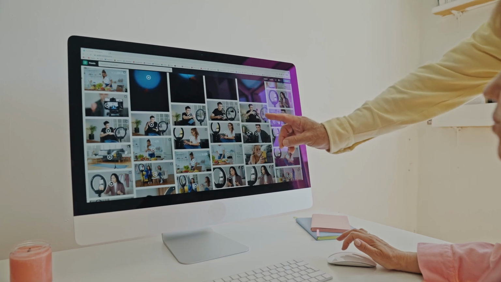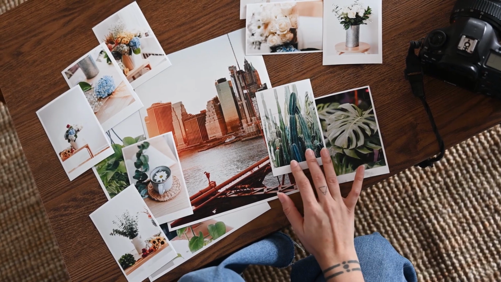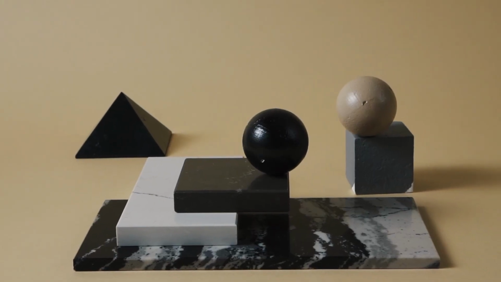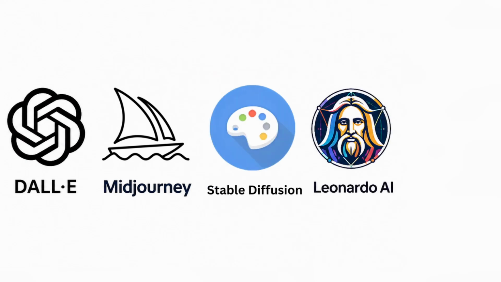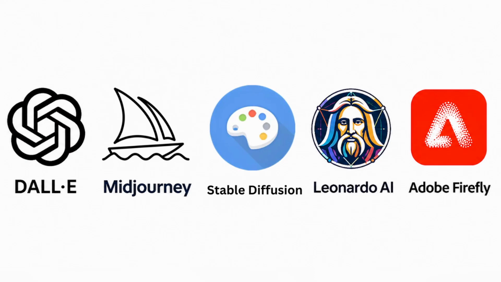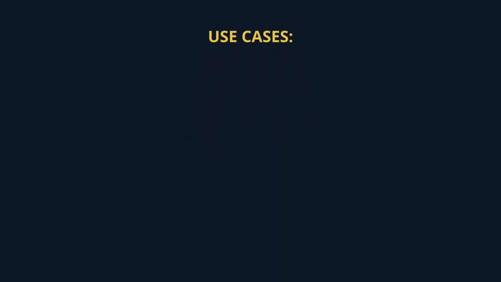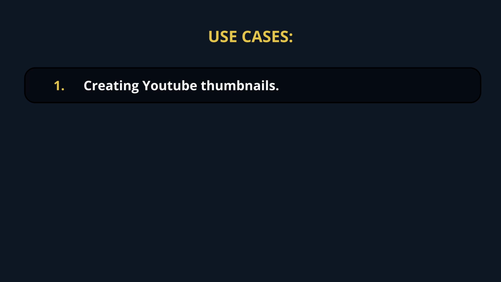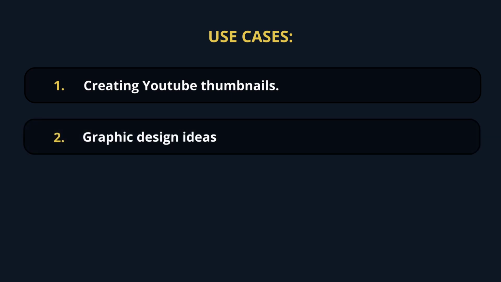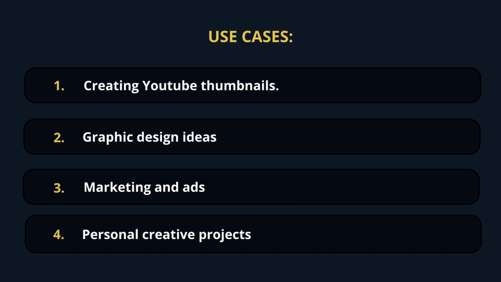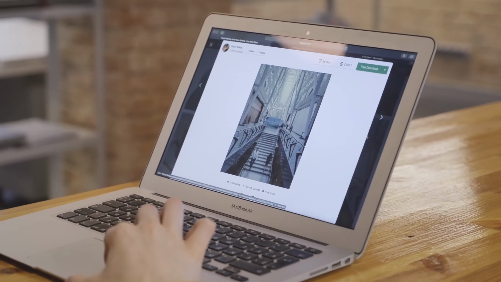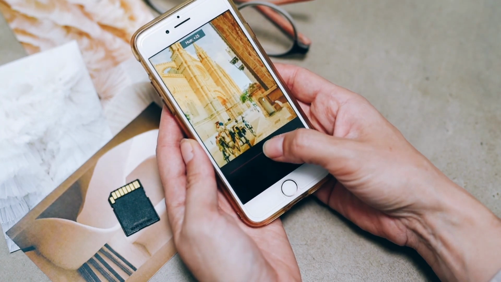These tools are trained on millions of images and their descriptions, so they learn how words connect to shapes, colors, objects, and styles. Examples of image generators are DALL-E, Midjourney, Stable Diffusion, Leonardo AI, and Adobe Firefly. These image generators are used for creating YouTube thumbnails, graphic design ideas, marketing and ads, and creative personal projects. In short, image generators turn your imagination into pictures using AI, even if you can't draw.